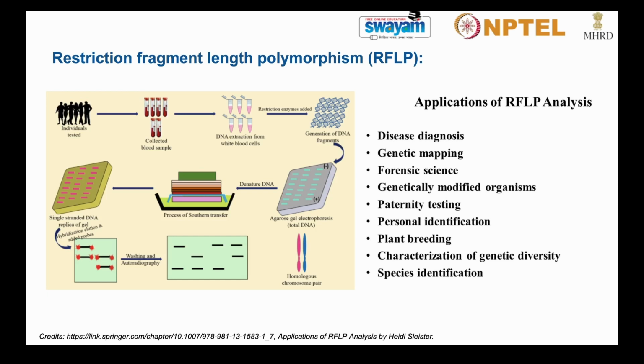There are many applications of this analysis. There are a few which I have written on the right side, which are disease diagnosis, genetic mapping, forensic science, genetically modified organisms, paternity testing, personal identification, plant breeding, characterization of genetic diversity, species identification, etc. So these all can be performed with the help of RFLP analysis. This method is very promising and very effective to do all these diagnoses.